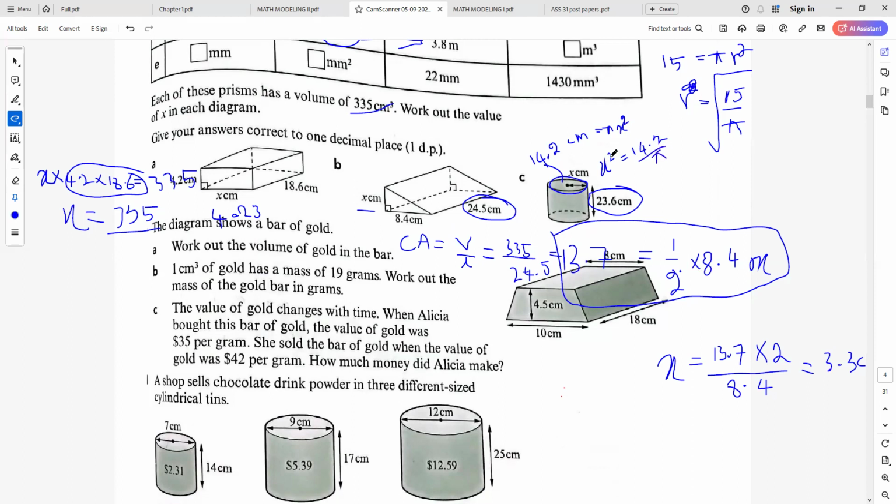Then if I need x, to get rid of this square, I can use the square root of the whole value. So the square root of 14.2 divided by pi gives me 2.12, so 2.1 centimeter. So x is equal to 2.1 centimeter approximately, because we have to give our answer in one decimal place. So that is 2.1 centimeter. Okay.